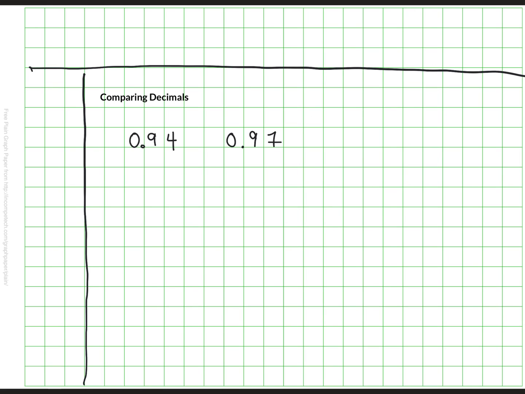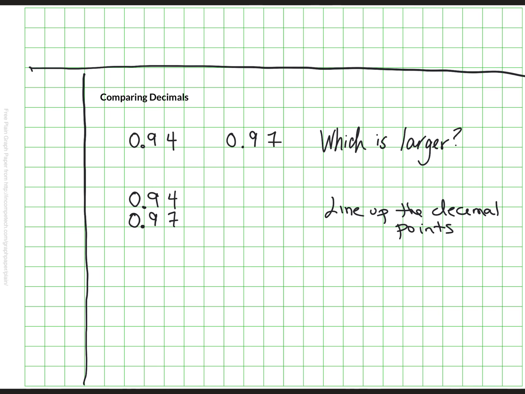Let's look at these two values, 94 hundredths and 97 hundredths. When we compare these, which one is larger? If we think about money, it's fairly obvious. We know that 97 cents would be more than 94 cents. But what I like to do in general when I'm thinking of decimals is line them up and check the place value. And by that I mean line them vertically with the decimal points on top of one another. And then I can check each place value to see which one is larger.